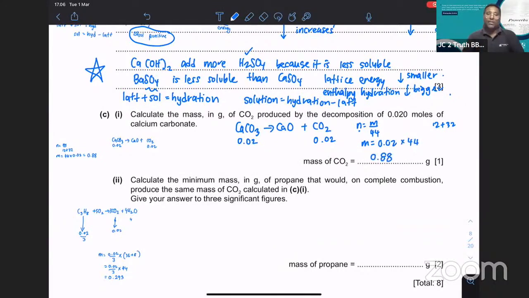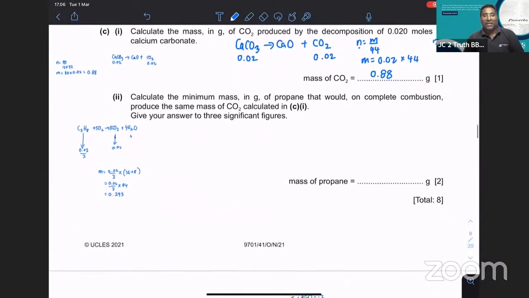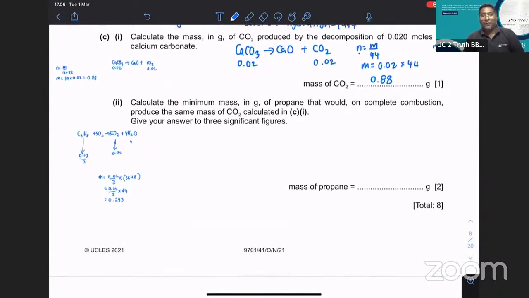A simple calculation. And then calculate the minimum mass in gram of propane that would, on complete combustion, produce the same mass of carbon dioxide calculated in C1. This is very simple. Propane, C3H8, alkanes CnH2n+2.